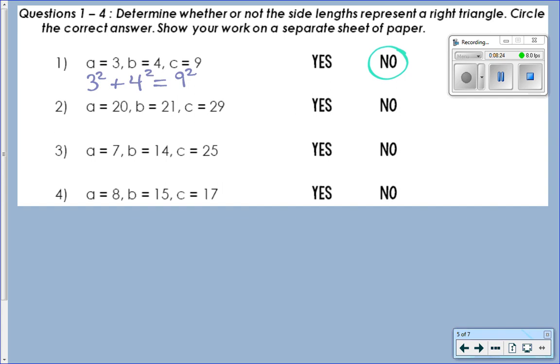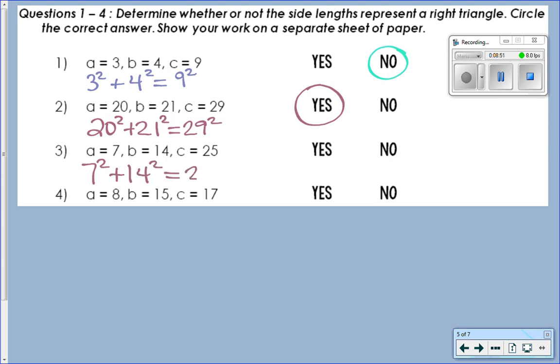Okay, I'll give you about 8 more minutes to complete 2, 3, and 4 and determine if those side lengths create a right triangle. All right, number 2, you were to put in your calculator 20 squared plus 21 squared equals 29 squared. And what'd you get? Yes. It is a right triangle. Number 3, you put in 7 squared plus 14 squared equals 25 squared. Does that give you a right triangle? No. No, that is not. Those 3 side lengths do not create a right triangle.